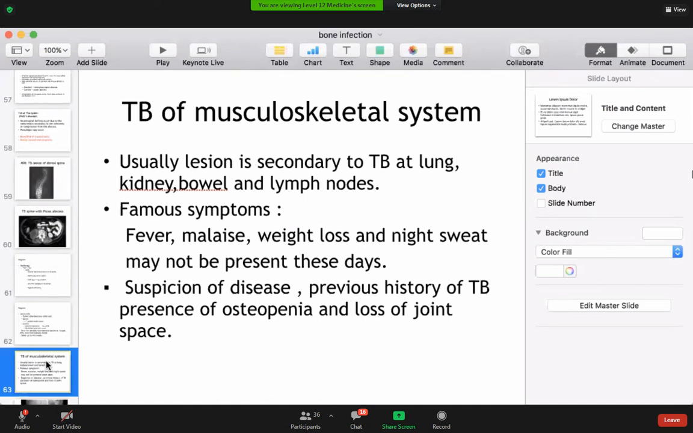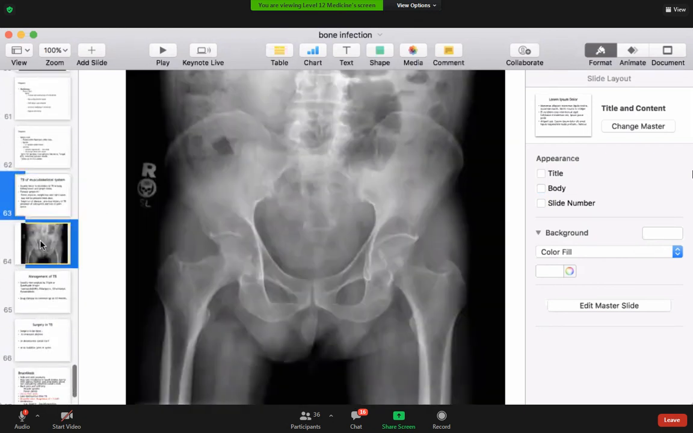So TB in the musculoskeletal system in general is secondary to TB in the lungs. Famous symptoms: fever, malaise, weight loss, night sweat may not be present these days. However, you should look for it. Suspicion of disease, previous history of TB, presence of osteopenia, and loss of joint space.